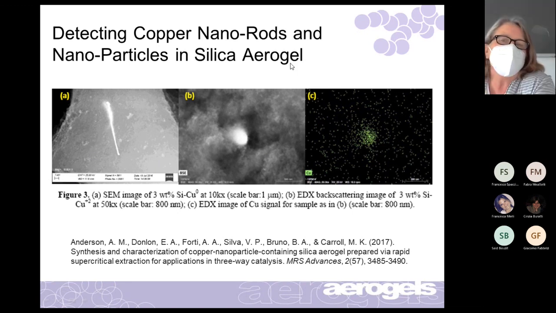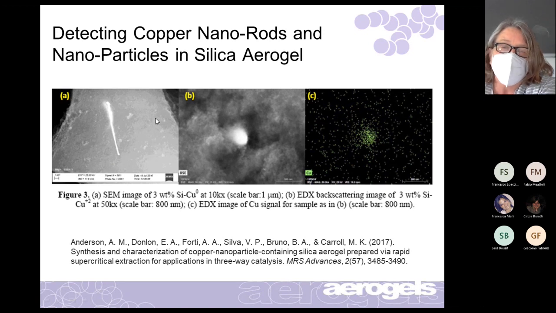So we had a project where we were making aerogels, and we wanted to see if we could dope the aerogel with different metal nanoparticles. And it's difficult to do because they will agglomerate and stick together. Now, first thing we did is these copper nanorods, which are shown here. They didn't agglomerate. That's just a single nanorod. That was the size. We wanted to see if we could get it in the aerogel.